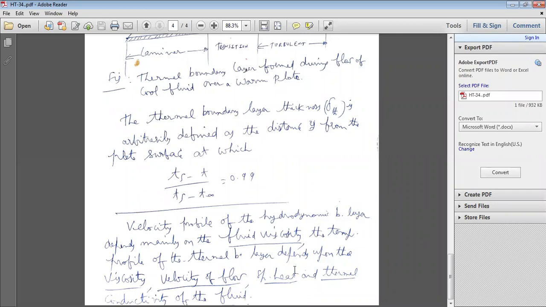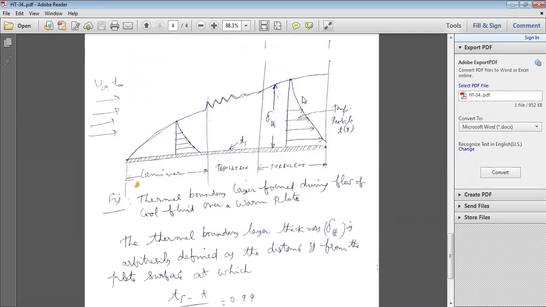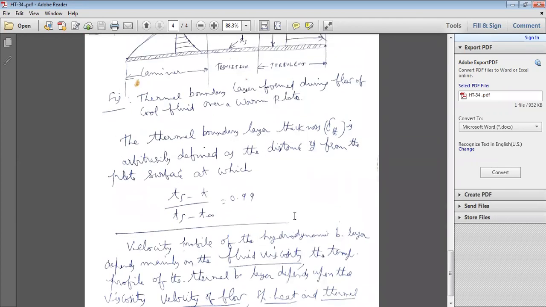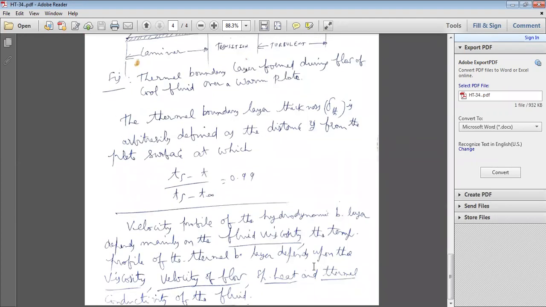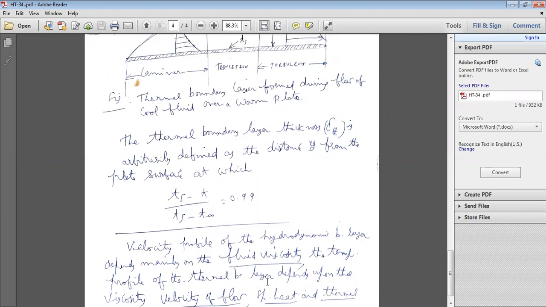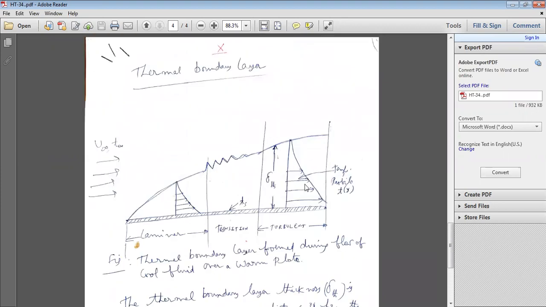So that's why the temperature profile of the thermal boundary layer depends upon the viscosity of the fluid, velocity of flow, specific heat, and thermal conductivity K of the fluid. That's why temperature profile analysis is very, very important in convection heat transfer.